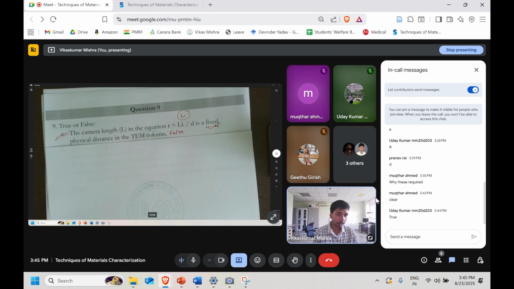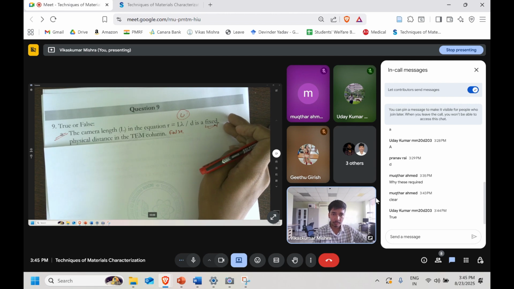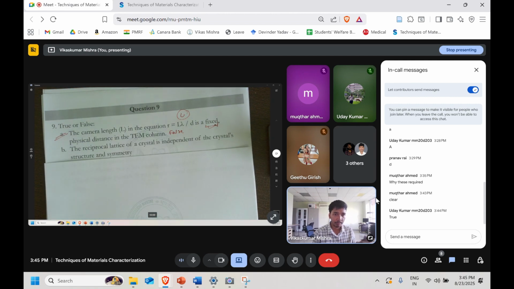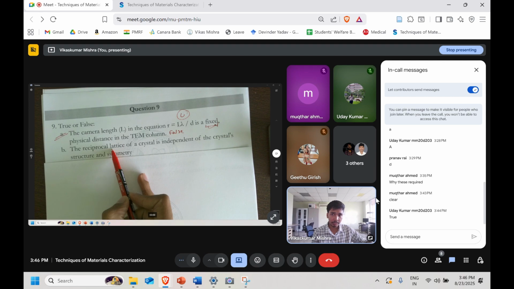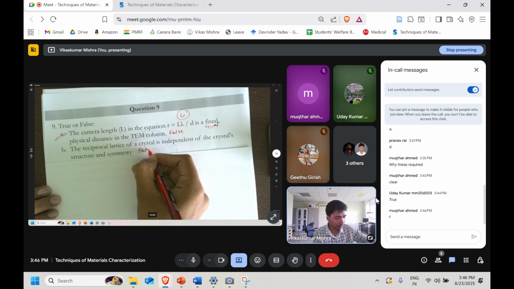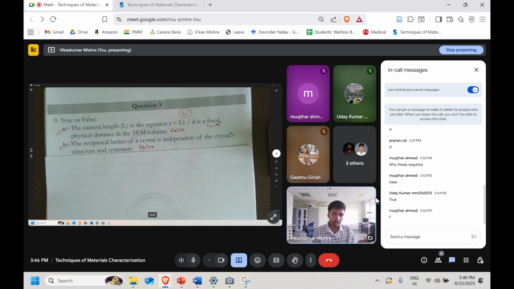You can also use the discussion that we have made to solve a question in the assignments. There is one assignment question based on a similar concept. Now let's go to the next question, question number B. The reciprocal lattice of the crystal is independent of the crystal structure and the symmetry. The question is saying it doesn't depend upon the structure and the symmetry. Very good, Ahmed, it's false. It depends. They are just the reciprocal of each other. If one increases, the other will decrease.